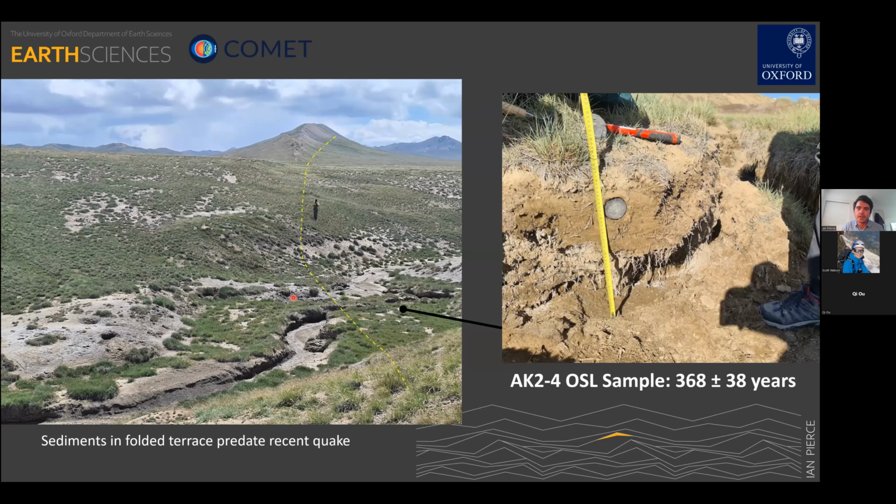At this site, the fault forms a series of right-stepping en echelon shears, folding the lowest elevation river terrace into a small anticline that the stream has subsequently incised through. We sampled this folded river terrace for luminescence, and we find that the earthquake has to have occurred following 370 years before present.